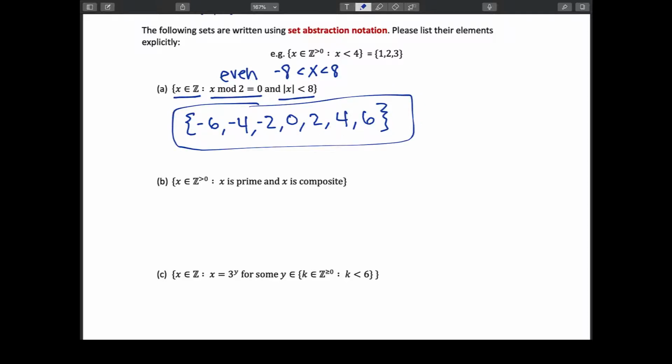All right. So part B says x is prime and x is composite. Here's a problem. Numbers are not both prime and composite. And so this answer is easy. If I write it out, I can write it as the empty set, or I can just have a set with nothing in it. They're the same. Either works.